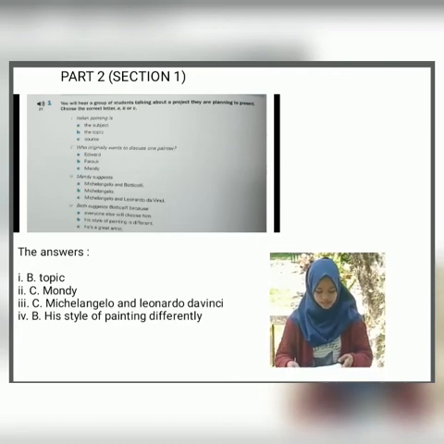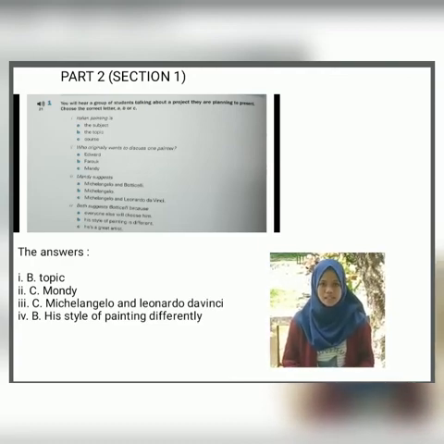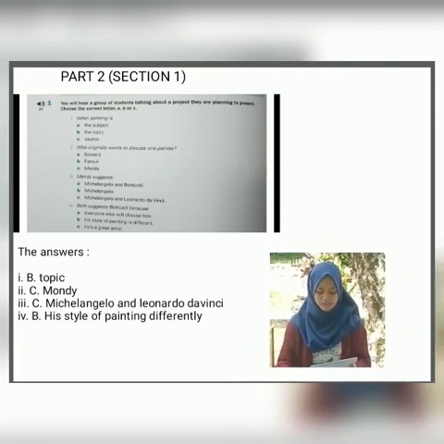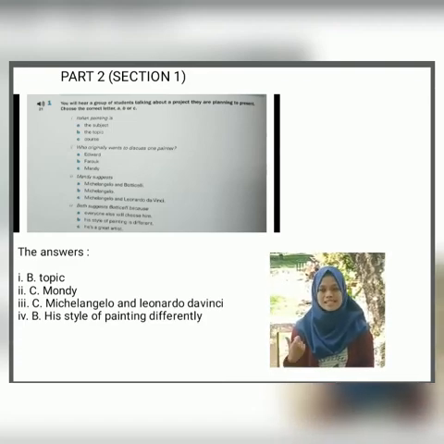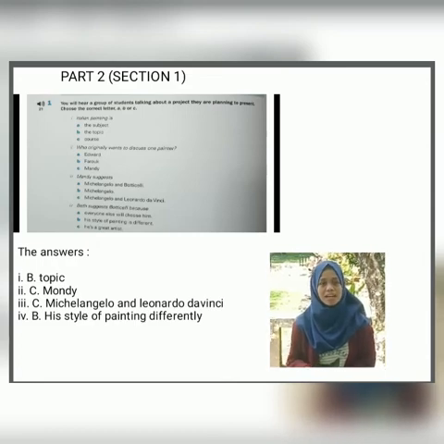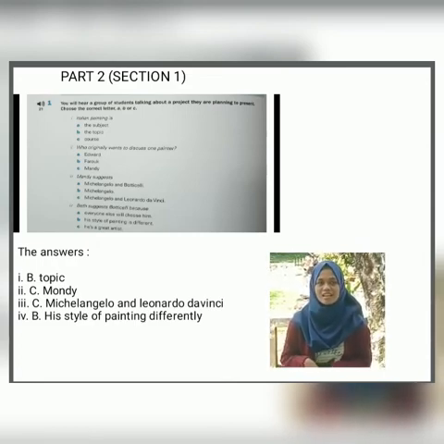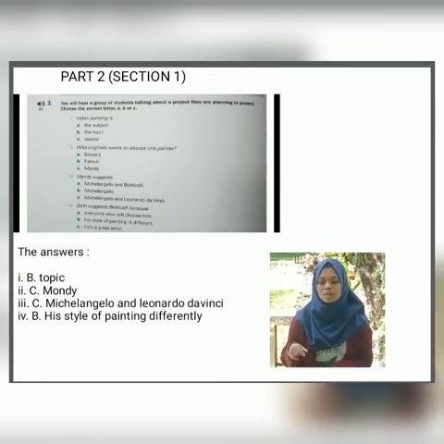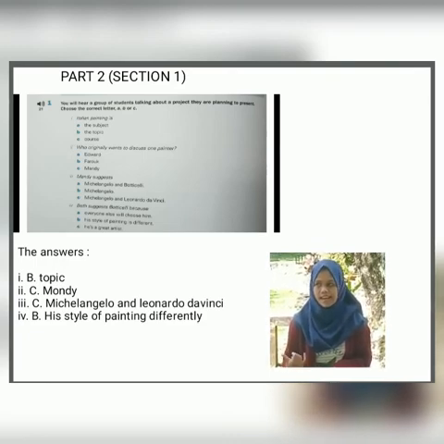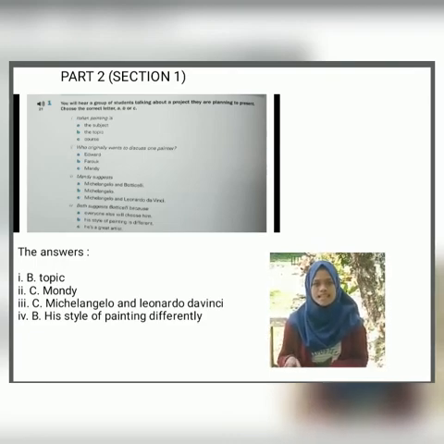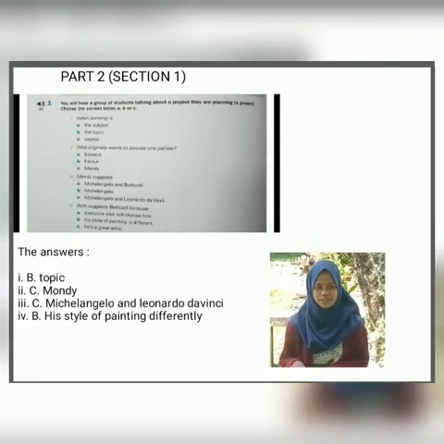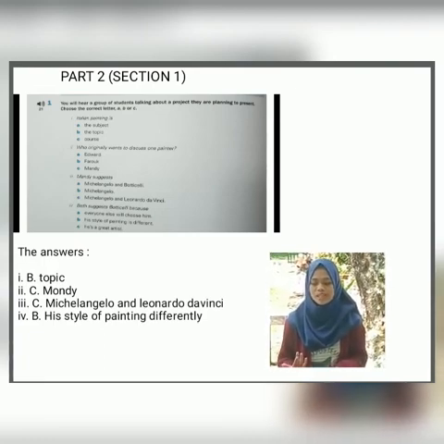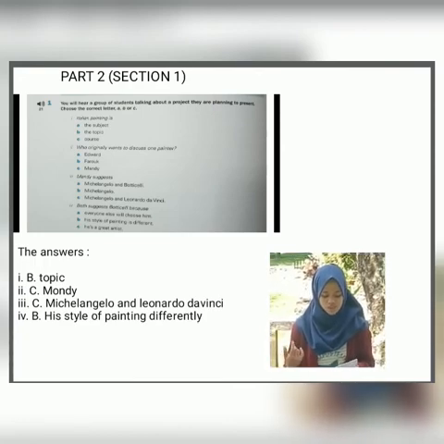The fourth question, I think the answer is B. His style of painting is different, because before we listen, I know that Botticelli's painting is different from Michelangelo and Leonardo da Vinci. So the answer is: style of painting is different.